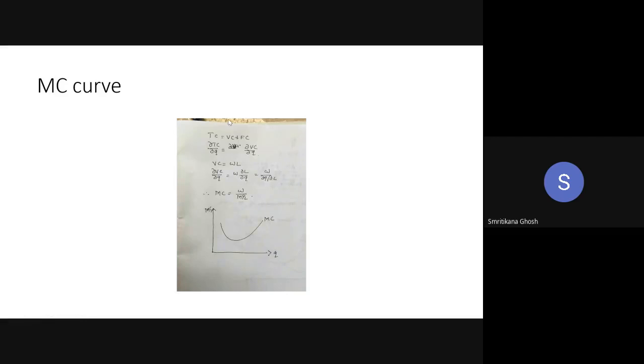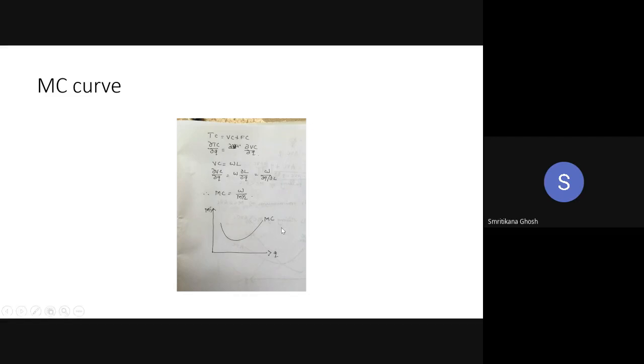So W into del L del Q. Now you can write that del L del Q as 1 by del Q del L, and this is nothing but your marginal product. So again, you can see the marginal cost is the inverse of the marginal product, W divided by MPL. So there is an inverse relationship between marginal cost and marginal product of labor. So this is how you can draw your marginal cost curve. Your marginal product curve was inverted U shape. As the marginal cost curve has the inverse relationship with the marginal product, it is a U-shaped curve.